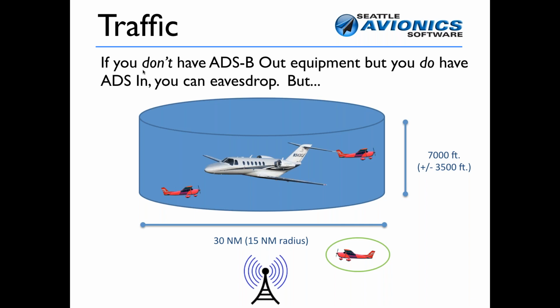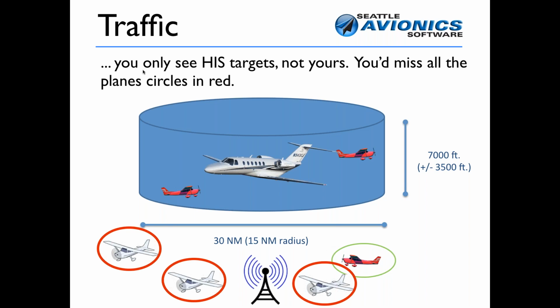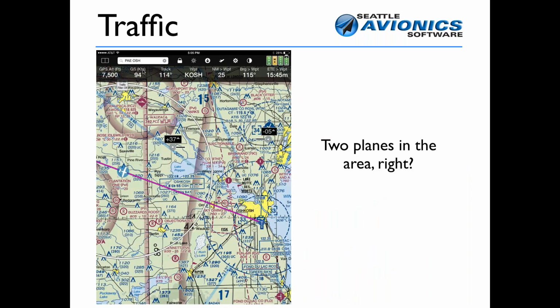The problem is, I won't see these three Cessnas that are a lot closer to me. The reason I don't see those is that the three aircraft with the red circles around them are not that close to the Citation. Therefore, the ground station sees no need to transmit that data to it. Another way of looking at this is, this is a screenshot from FlyQ EFB.